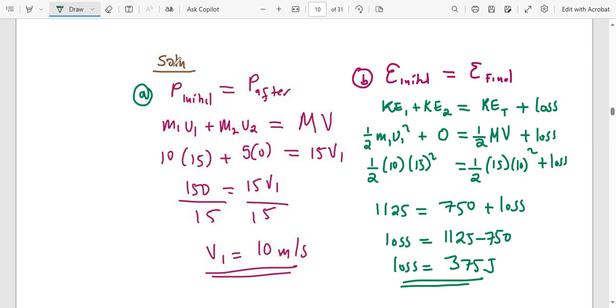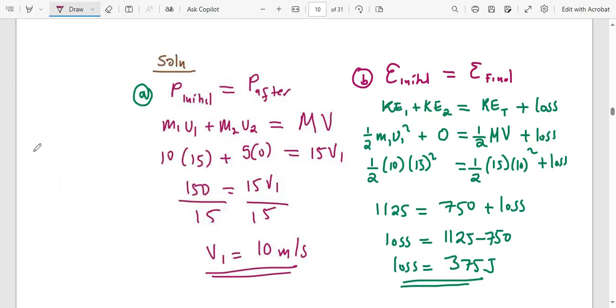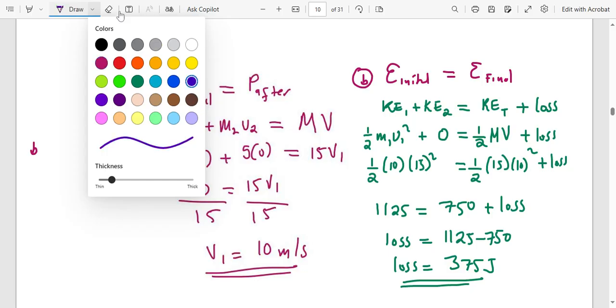So another way I could have done this is, it's easy guys, there are a lot of ways. Just the same question B, let me use a different color there.